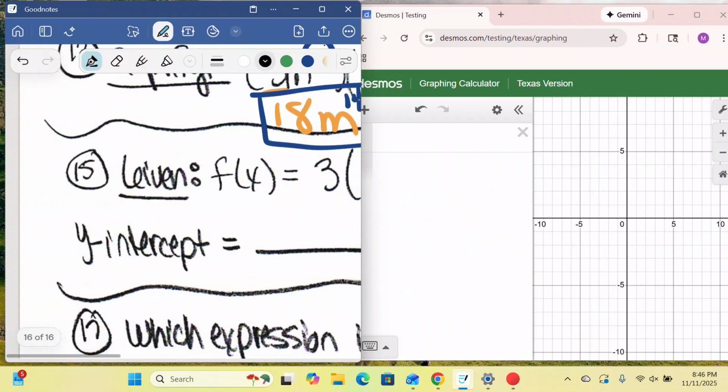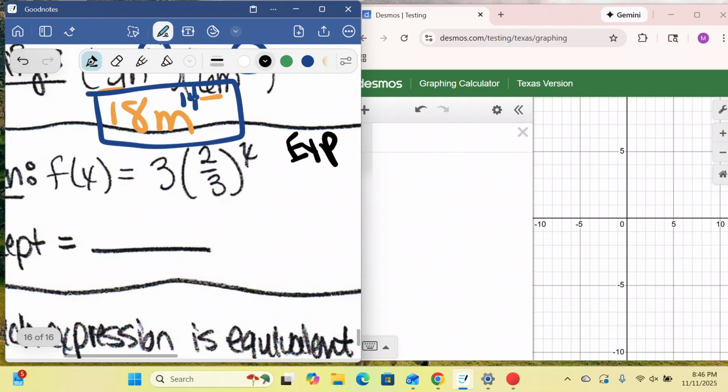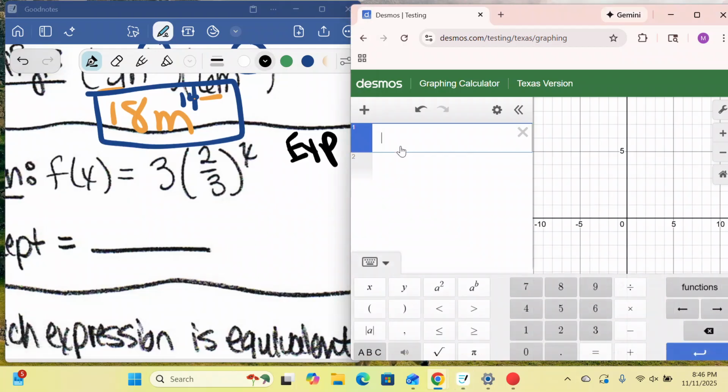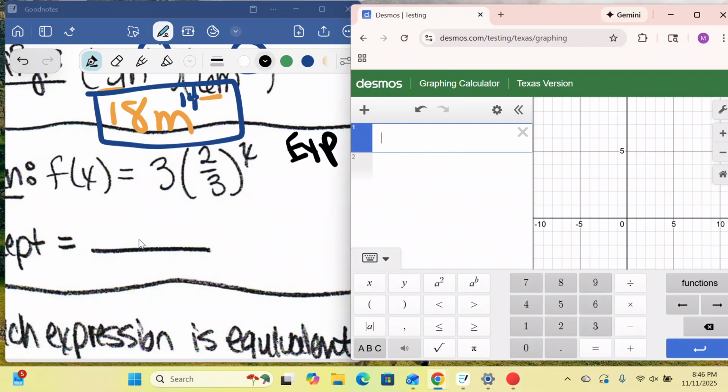All I want to know is what is the y-intercept. So all we do is graph it. This is another easy one. And I don't have to put y equals. I can just put this in. I'm just going to go 3 times, open parentheses, 2 divided by 3, close parentheses, quantity, and of course I forgot to do that. I'm just going to backspace, and then backspace some more like this.